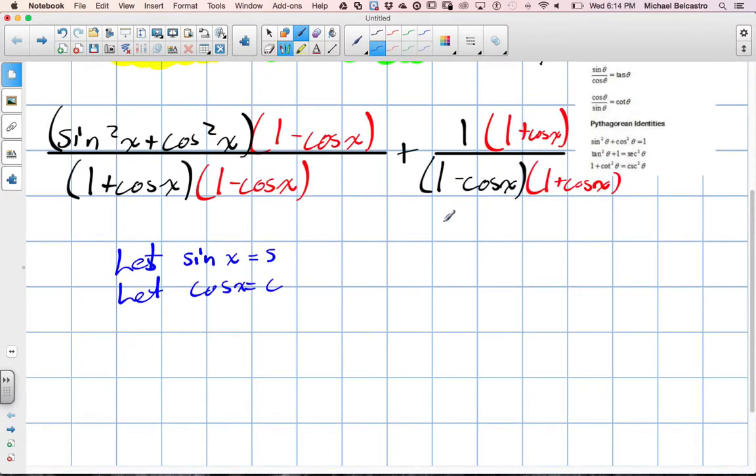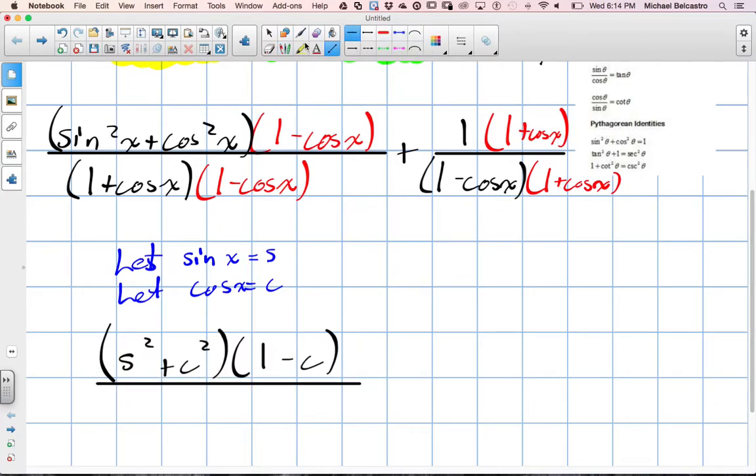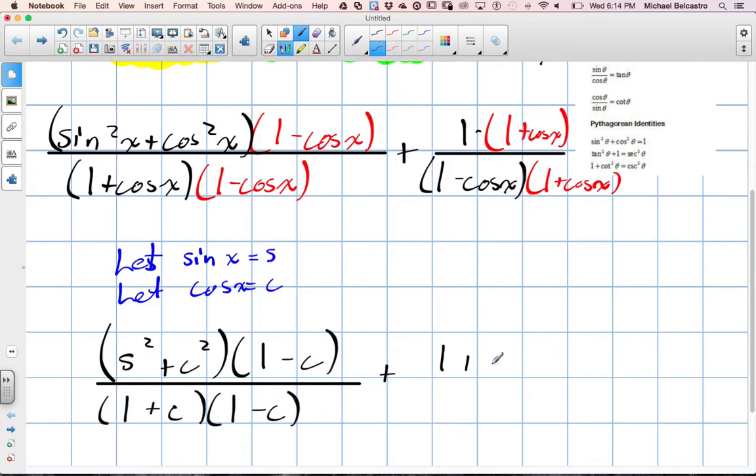And you're going to see it, I know, because you've already gone through it. So we're going to change this sine squared x to s squared plus c squared. A lot simpler to look at. This becomes 1 minus c, easier to look at. On the bottom, before I actually carry it all out, I know that you already found 1 plus c, 1 minus c. And then here we'll have 1 times, so I don't really need to write that 1 times. I'm just going to write what's on top: 1 plus c, all over 1 minus c times 1 plus c.